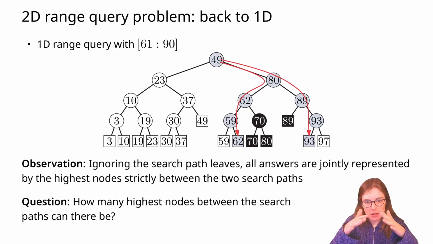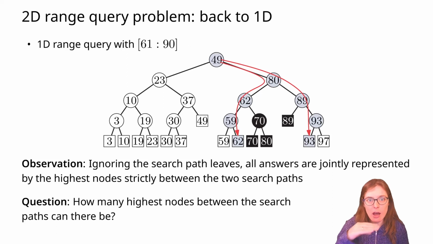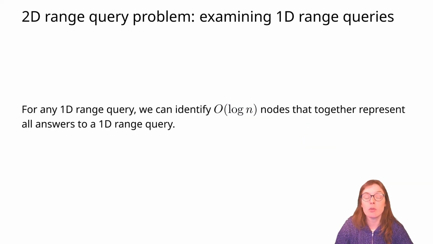How many highest roots of the black subtrees are there? Well, because they're limited to lying in between two search paths, and at each level we have at most 2 nodes, we get that there is a logarithmic number of black trees. So, for any one-dimensional range query, we can identify a logarithmic number of nodes that together represent all answers to a one-dimensional range query.